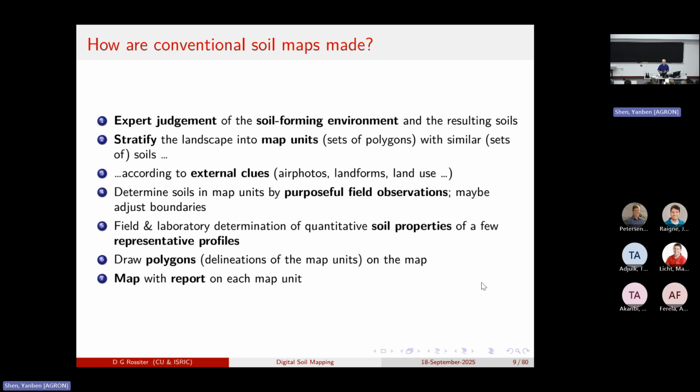So what they've made, and this is a big contrast to digital soil mapping, the idea is experts judge the soil forming environment, and based on that, they stratify the land into areas where the soils will be similar enough within those areas, based on these external clues. So typically, you're looking for the landform, the land use, vegetation, information from air photos, and then you go out there and make some purposeful soil observations to check your work. But essentially, you look at a tiny, tiny, tiny part of the soil. But based on your expert knowledge and your idea about soil formation, you can end up making this map. You then, of course, take it to the laboratory to characterize this, make a map and a report. So one of the main things to notice here is the reliance on expertise, right?